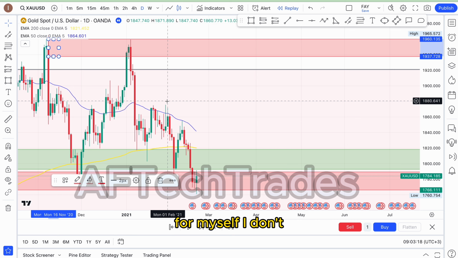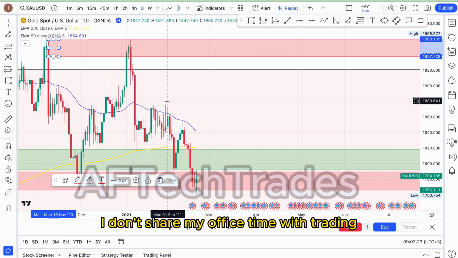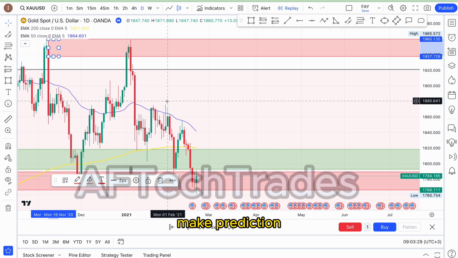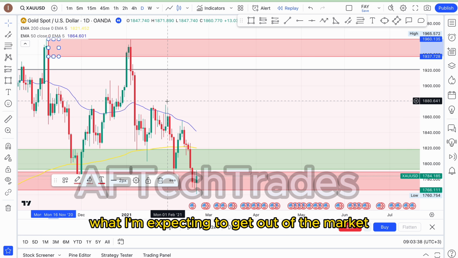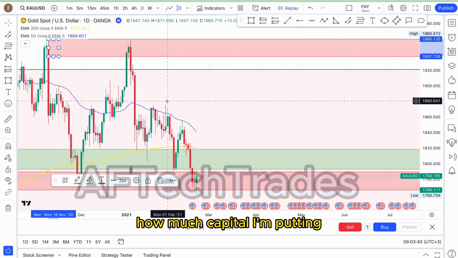For example, for myself, because I am a working professional, I don't have time, I don't share my office time with trading. All I do is to do higher time frame analysis, make prediction. I could tell that, okay, in the next 1 month, this is the direction of the market. Then check my risk to reward ratio, what I'm expecting to get out of the market, how much capital I'm putting, what percentage should I enter with. Then I leave it, let it go. Sometimes in a week, I will not even look at the chart.